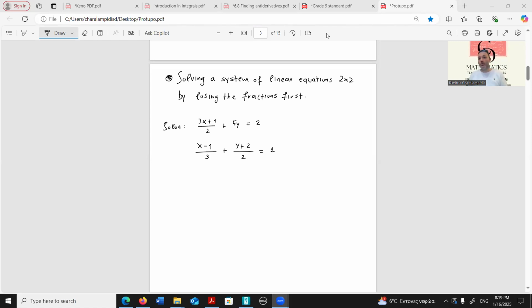By 2, meaning two linear equations with two unknowns, in which, however, some operations need to be done first. In a previous video, we saw that the operations needed might simply be distributions, applying the distributive property. Here, however, we have something more than that.